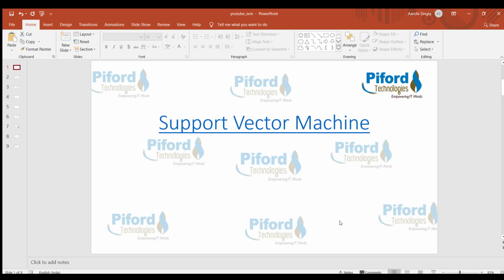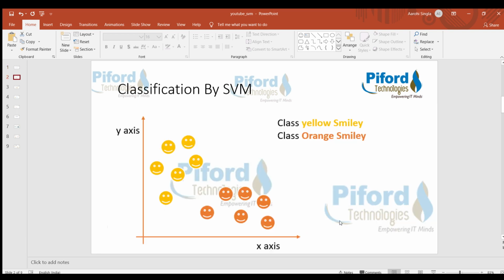So basically SVM is a classification algorithm, and the job of SVM is to perform classification by finding a line or a hyperplane that classifies the data points in the best way. So I'll explain it with this example.